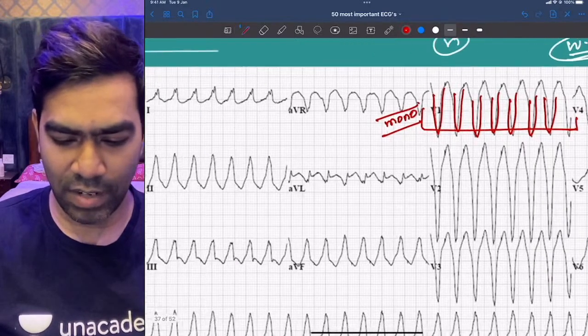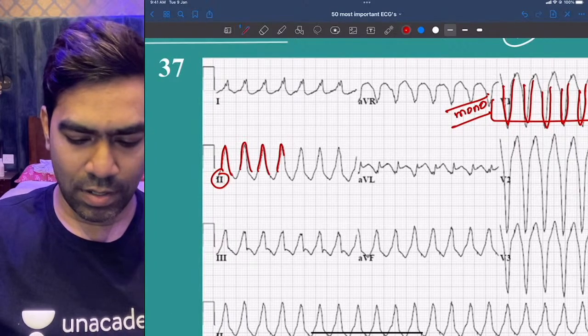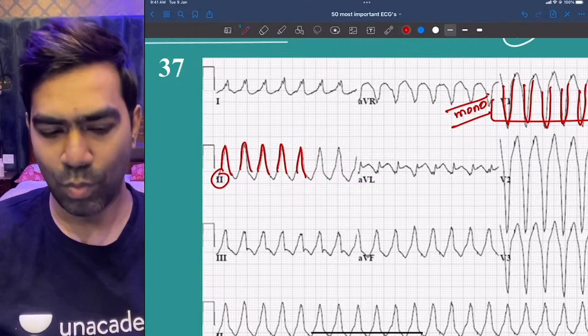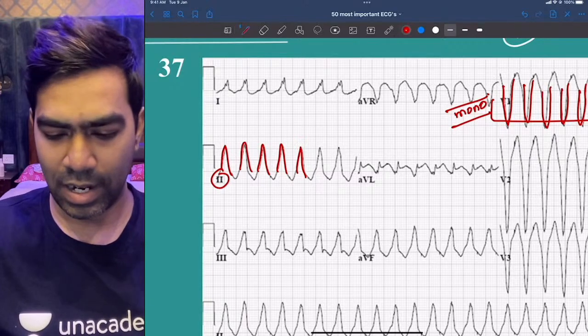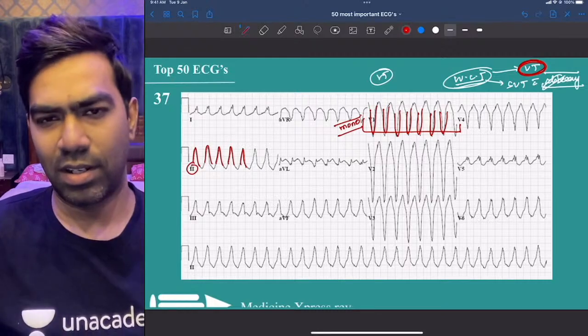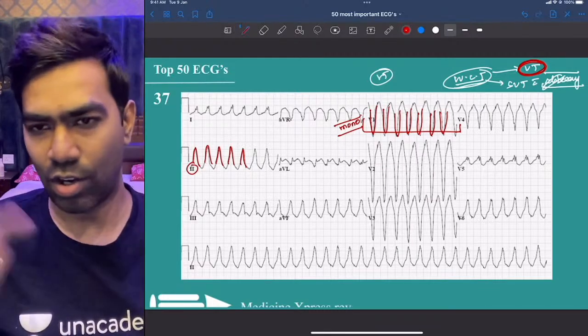Similarly, if you take any lead, if you see lead 2 also, you are seeing the same morphology of QRS complexes. So that is the reason why it is a monomorphic ventricular tachycardia and not a polymorphic ventricular tachycardia. And there are multiple hallmarks that will help you to diagnose whether it's a VT or not.